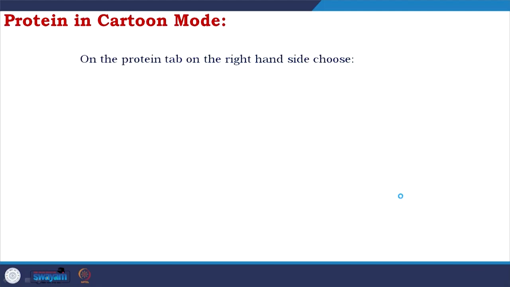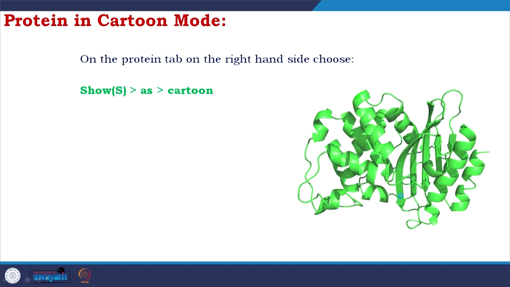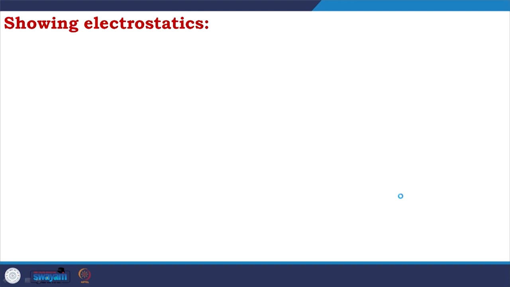You could see the protein in cartoon mode. I will show you in the presentation. On the protein tab on the right hand side, you have to choose show as cartoon. So, you will see this representation, which is called cartoon. Electrostatics. Electrostatics is a very critical representation.